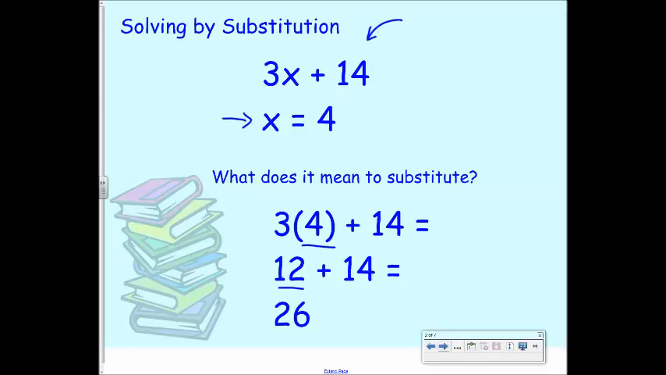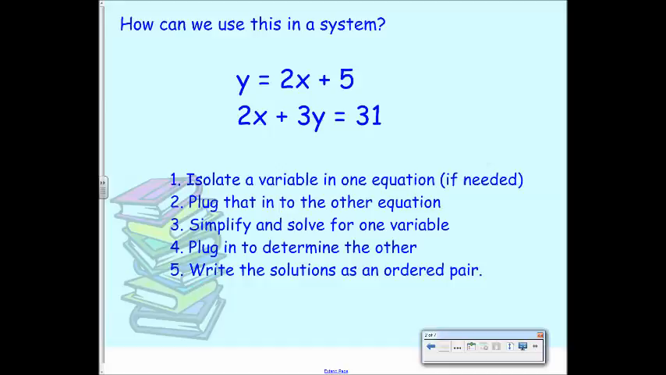All right, when we're doing that with systems of equations, how can we use this? Well, we use it the same way. Think back to what we talked about yesterday. We cannot solve a system like this as it stands because it's got too many variables in it. I can't solve an equation if it's got multiple variables in it. So what I need to do is get rid of one of the variables. And one way to do that is to substitute.